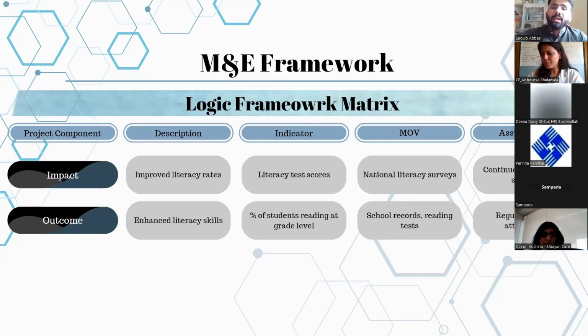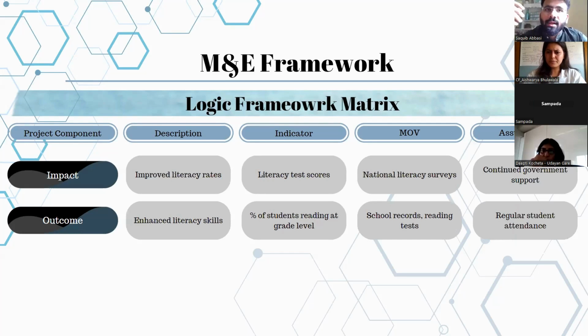For us to hit the long-term impact, what are going to be those outcomes that need to happen? One element is that for an improved literacy rate, there should be enhanced literacy skills. What can be a potential indicator for that? Maybe the percent of students reading at grade level. That can be a fairly decent indicator for us to know what the improvement looks like. And a means of verification can be that we check the school records, and we can do certain assessments around reading tests. The assumption is that students are regularly attending school, right?